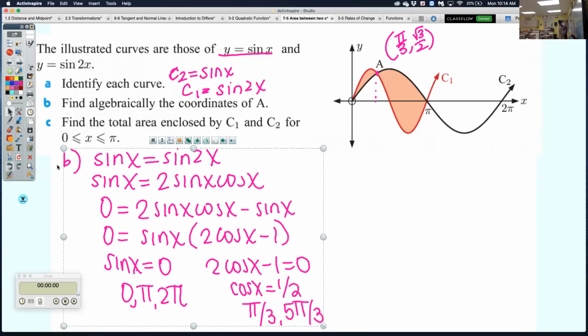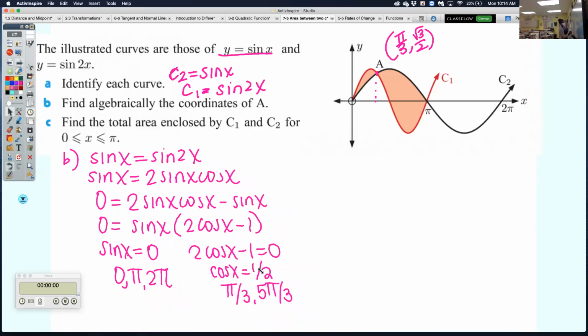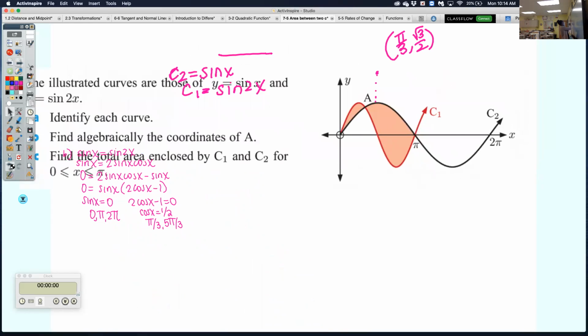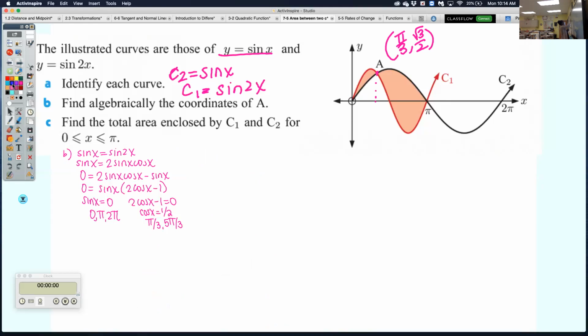Now to find the actual area that is enclosed by C1 and C2, it is split up again, just like before. Anytime the area between two curves changes from one curve being on top to one curve being on the bottom, you want to create two or however many integrals. So from 0 to that x value of A, which is pi over 3, C1 is on the top, C2 is on the bottom.